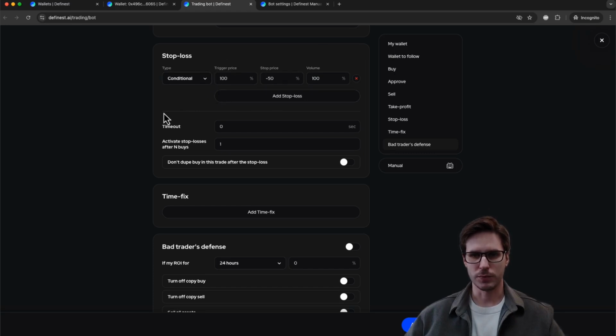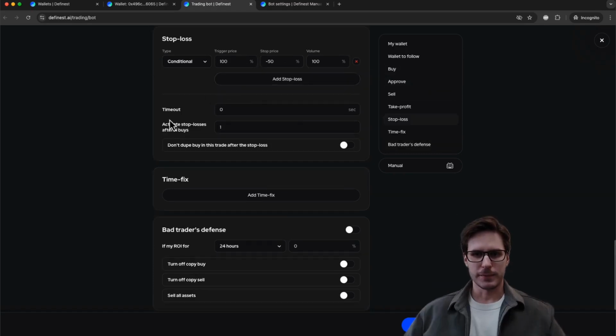That is, we bought a coin, it grew by 100%, that is, twice, and at this moment the trigger price of 100% will work. And if it dropped from 100% to 50%, then you are still in profit and you start selling to lock in the profit at 50%. Again, no one has such a setting. Next, timeout. What is a timeout?